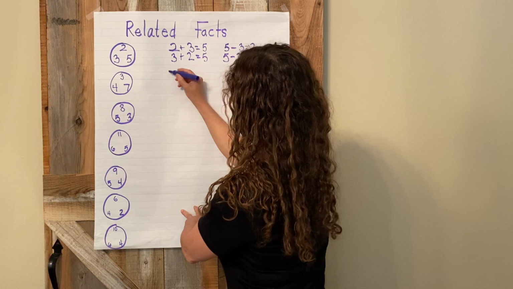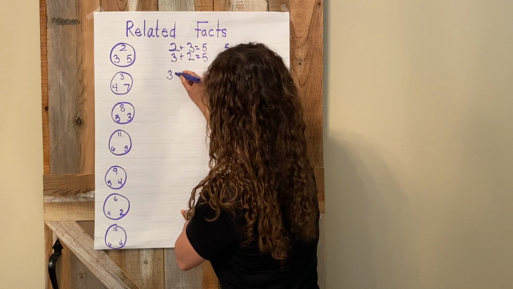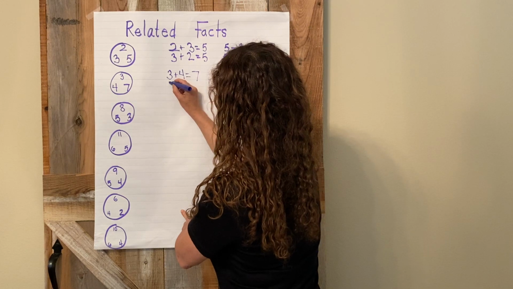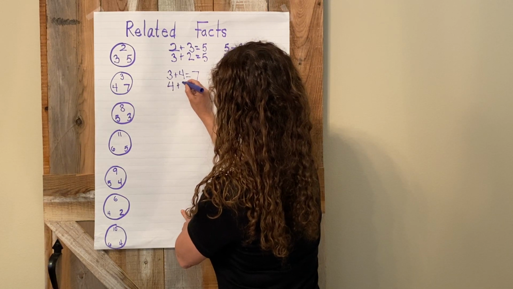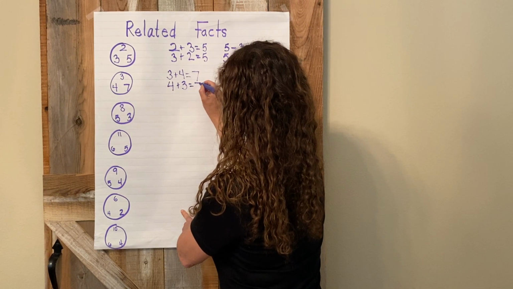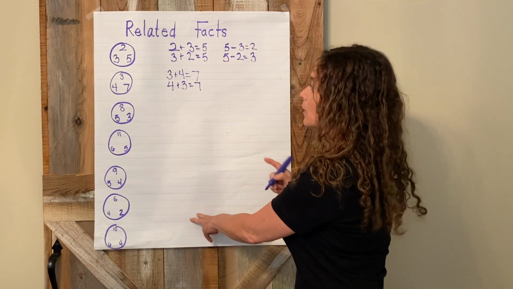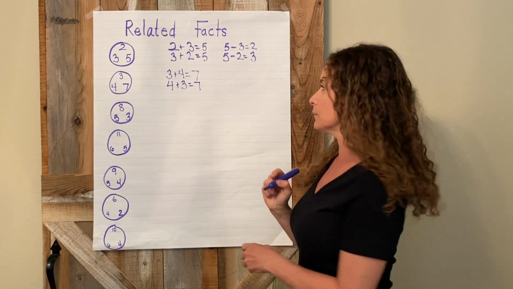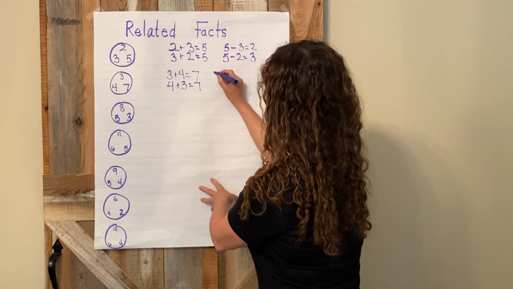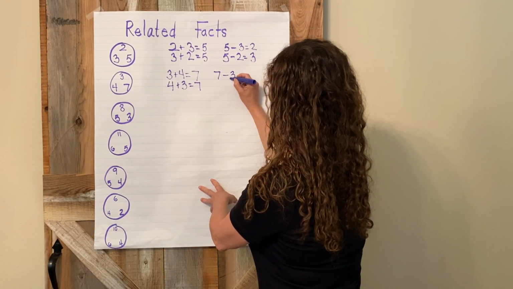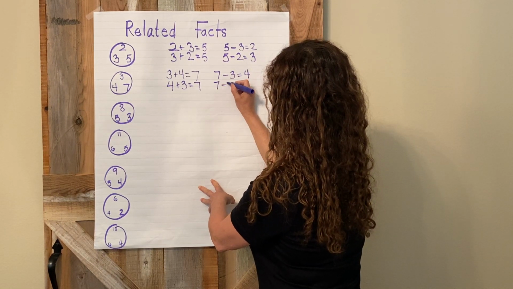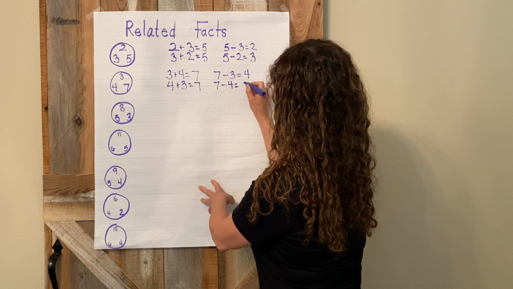to do my addition fact. 3 plus 4 equals 7. And 4 plus 3 also equals 7. Now, the subtraction problem, like I said, we're looking for the largest number. That would be 7. 7 take away 3 equals 4. And 7 take away 4 equals 3.